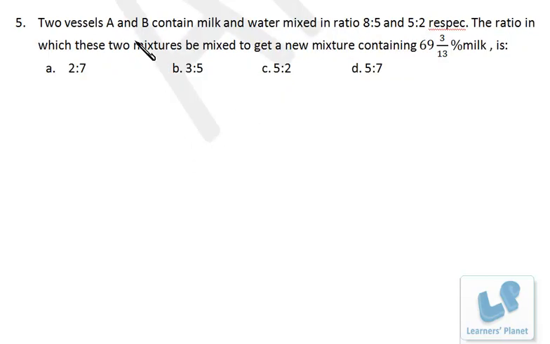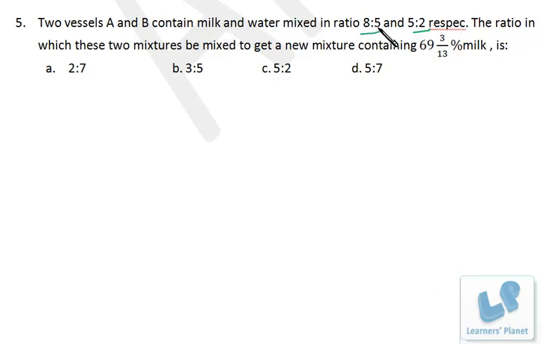Now in this question, two vessels A and B contain a milk and water mixture in the ratios given. Here, milk to water, milk to water. So whenever you have two mixtures containing two quantities or two products, and you have to find a common mixture, what you have to do is take the ratio of any one of them. Either you can take milk or water. Suppose I take milk, right?